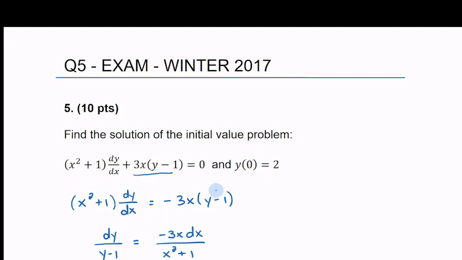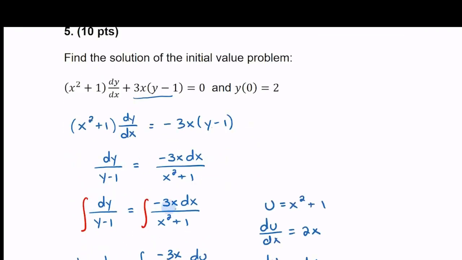Again, dx is multiplied to the right. x squared plus 1 is divided to the right. y minus 1 is divided to the left. Once we have this in this form, we've separated the variables so we can integrate both sides of the equation. Integrating this side, this is a formula you should know, it simply becomes ln absolute value of y minus 1. If you're not sure of the formula, then you can do a u substitution with u equals y minus 1 in order to solve this integral.